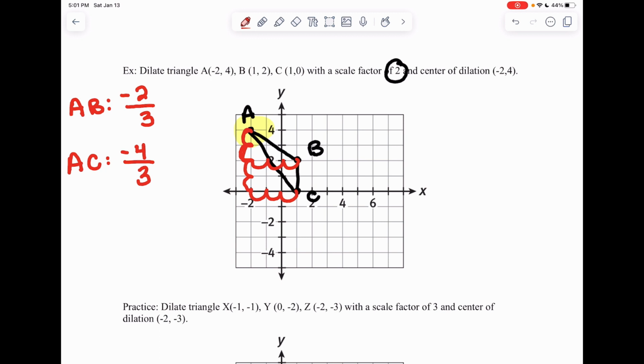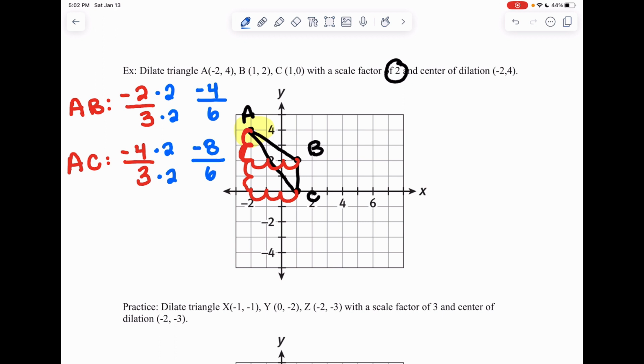Step 2 is multiply the slopes by the scale factor. So I'm going to multiply each slope by the scale factor of 2. So times 2, times 2, times 2, times 2. -2 times 2 is -4, and 3 times 2 is 6. -4 times 2 is -8, and 3 times 2 is 6. And now, these are my new directions for how I move.